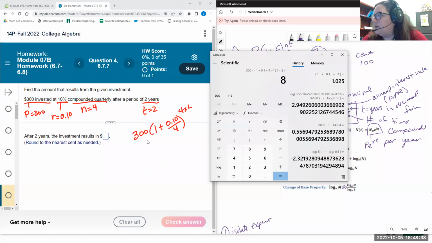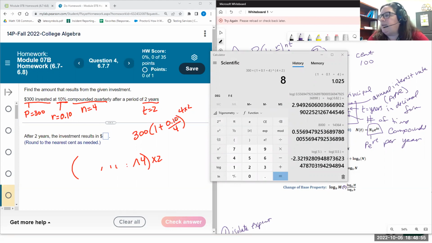Or I could just put in the 8. But if I did it to the 4 times 2, whatever else is going on, it would do all this stuff and then do that result times 2 instead of having the times 2 be part of the power. Again, depending on your calculator, you may or may not have to worry about that.